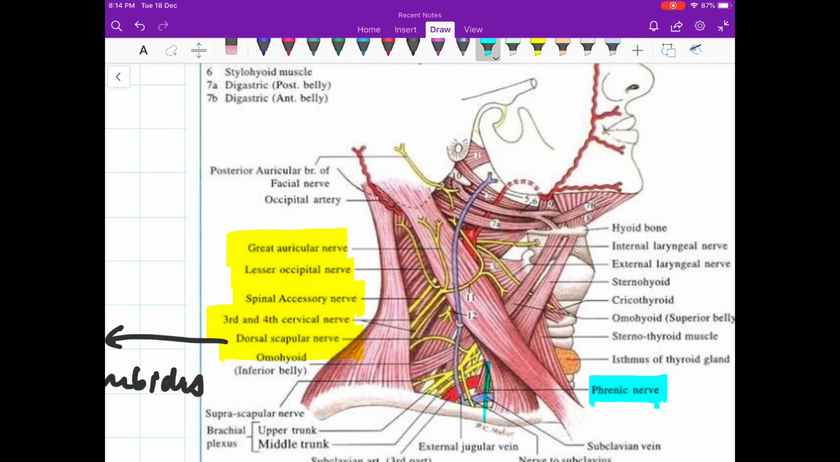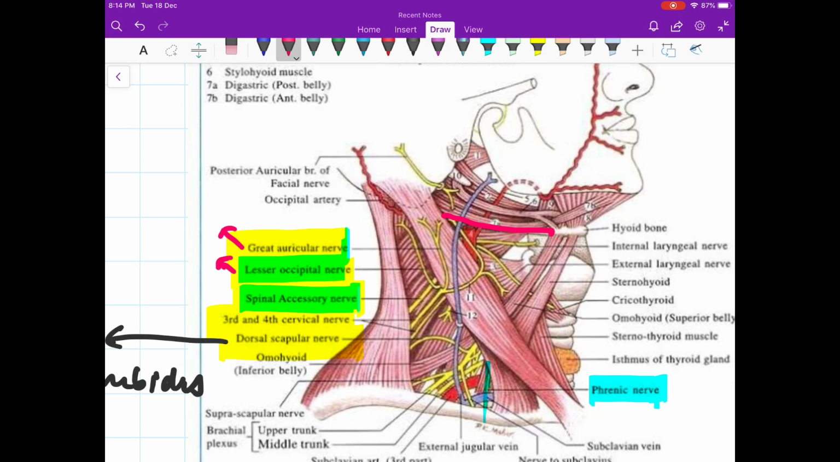These are the major structures: greater auricular nerve, lesser occipital nerve, spinal accessory nerve. Spinal accessory nerve supplies sternocleidomastoid and trapezius. Greater auricular nerve provides sensory supply to the scalp. Lesser occipital also supplies sensory nerve supply of the scalp.